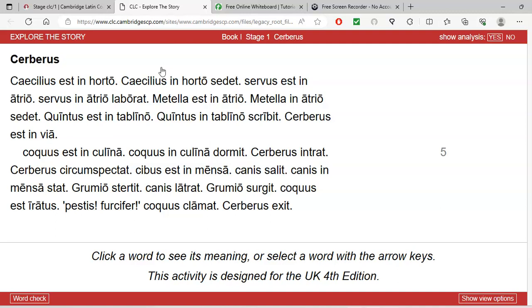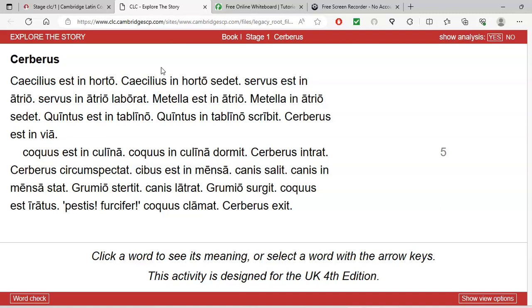So let's look at this text. Welcome to Latin. You can see the word order is a bit strange compared with English. Caecilius in ordo in the garden sedit, sits. We don't say Caecilius in the garden sits in English. Sounds a bit strange, but Latin can sometimes change the word order, or at least put the words in a different order to what we're used to in English.